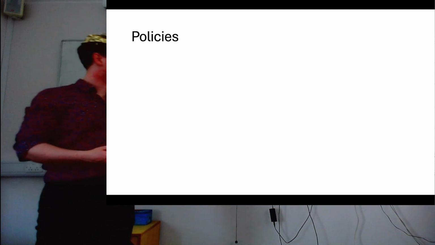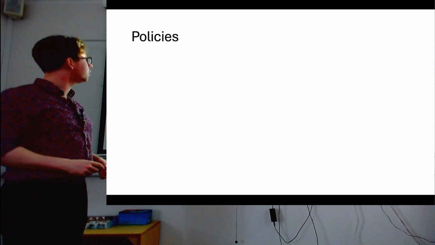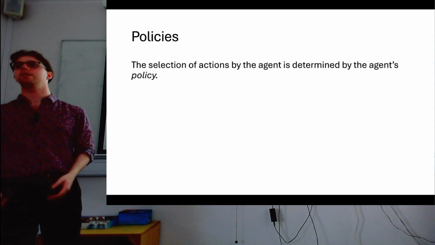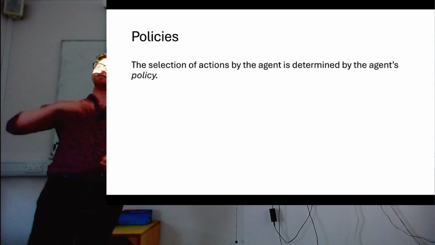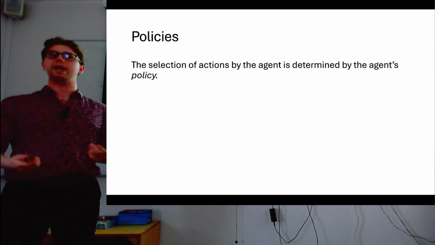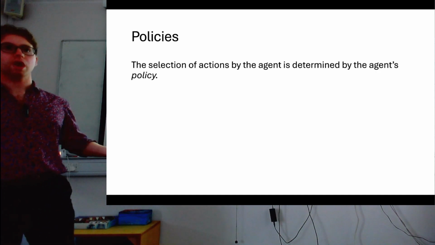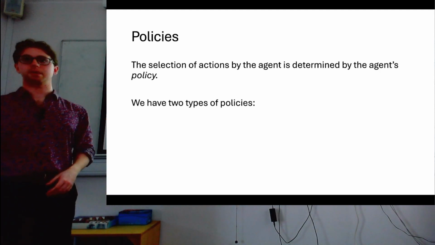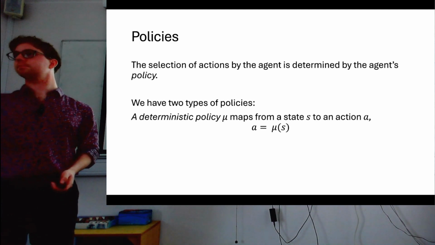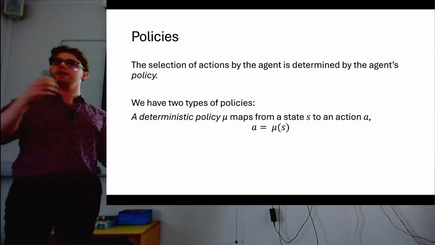Great. So now let's discuss some new terminology, policies. The selection of actions by the agent is known as the agent's policy. The agent has to take in states and emit actions, and this selection of which action to perform in which state is known as the agent's policy. Okay. And there's two types of policies. There's deterministic policies, which is whenever I see this state, I will perform this action. This is a deterministic policy because it deterministically maps from states into actions.